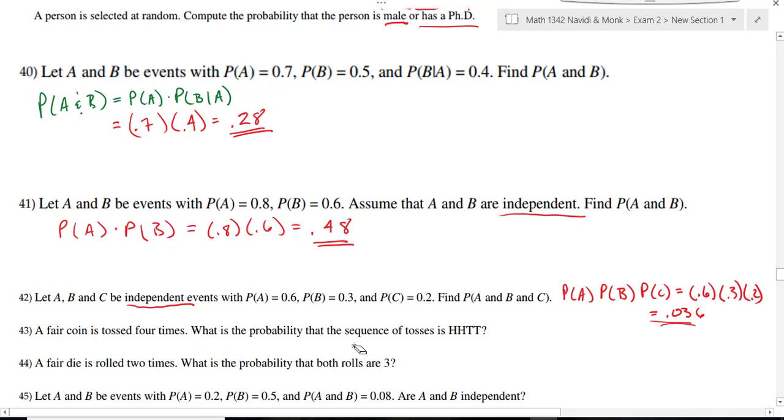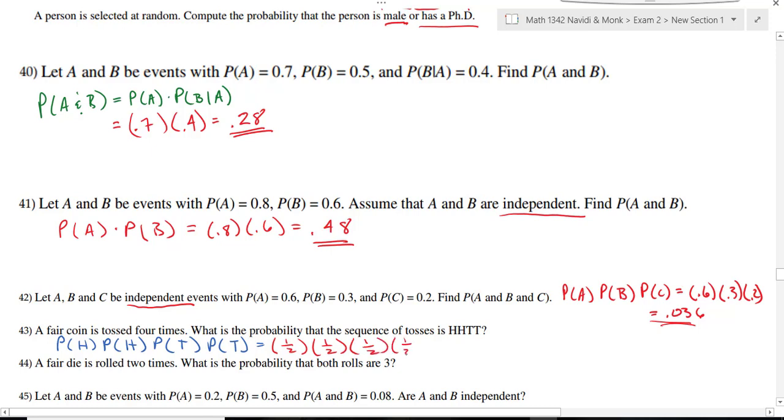43. A fair coin is tossed 4 times. What is the probability that the sequence of tosses is heads, heads, tails, tails? Are each of the coin tosses independent? Yes, they are. So the probability of that event is just going to be the probability of the coin landing on head times the probability of the coin landing on head times the probability of the coin landing on tail times the probability of the coin landing on tail. What's the probability that the coin lands on heads? 1/2. And the probability that the coin lands on tails is 1/2.